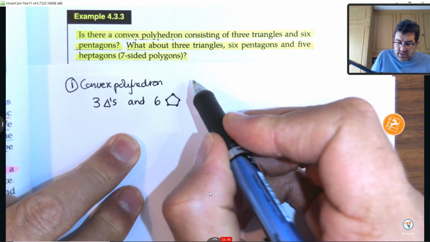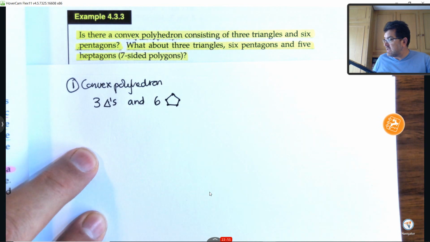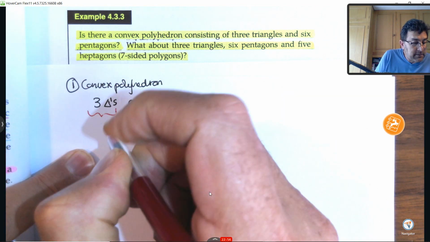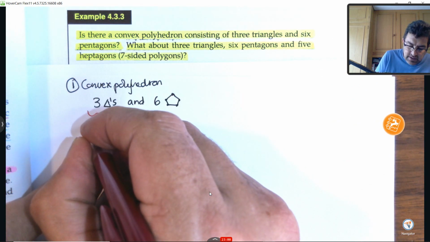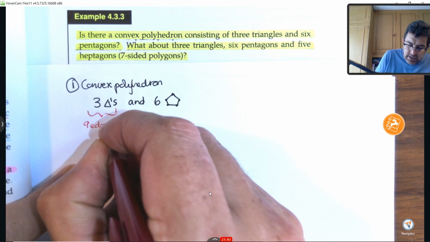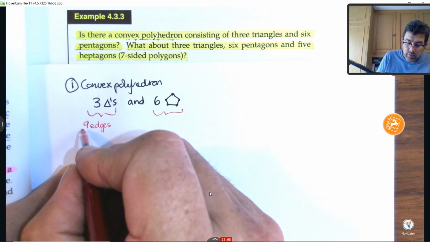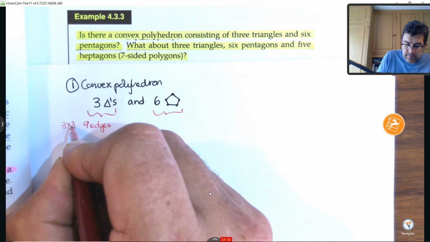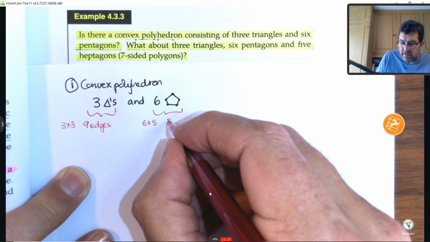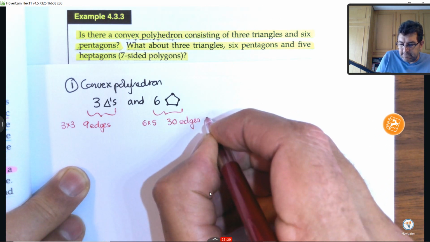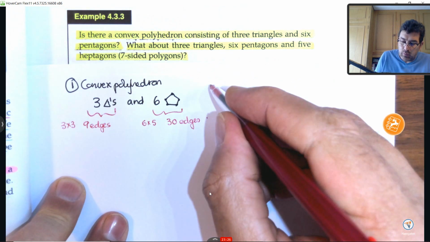So what are we going to look for, or what are we going to remind ourselves? Well, this thing here, let me use another color. This here has 9 edges, because it's 3 triangles. Where does the 9 come from? It comes from 3 times 3. Here we have 6 times 5, so here we will have 30 edges. Now remember, all these edges are counted twice.